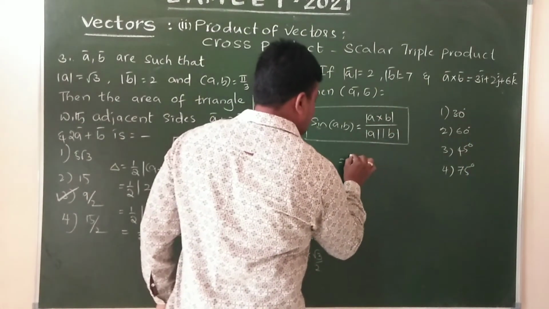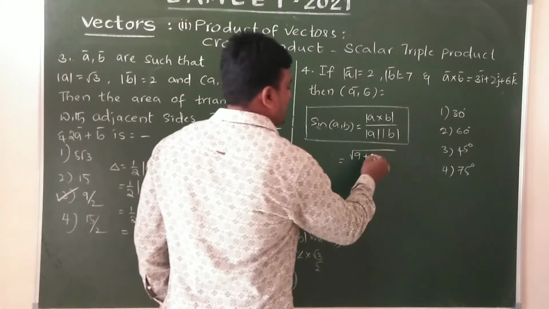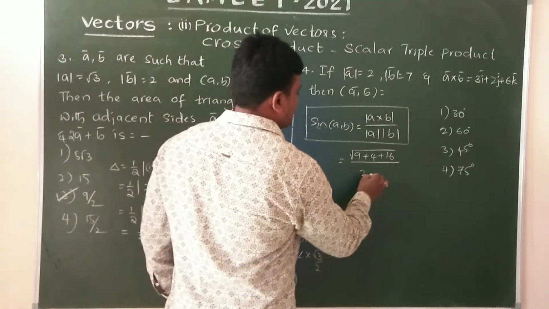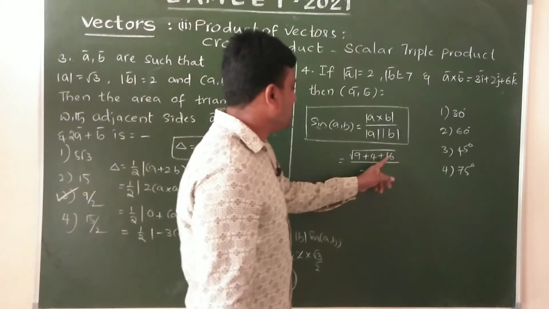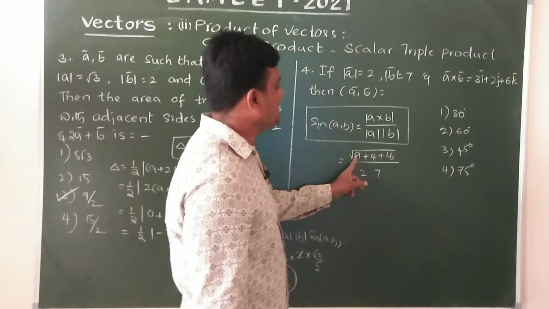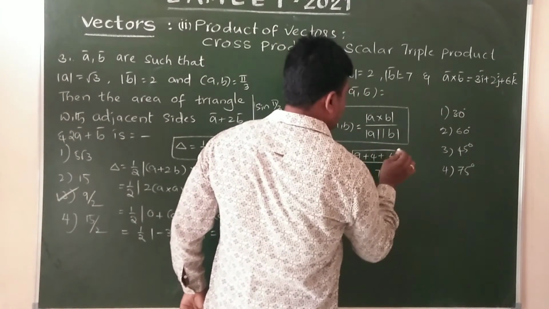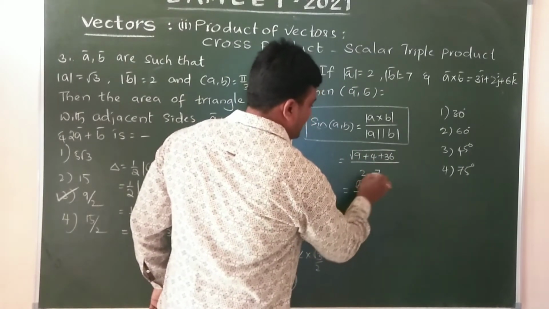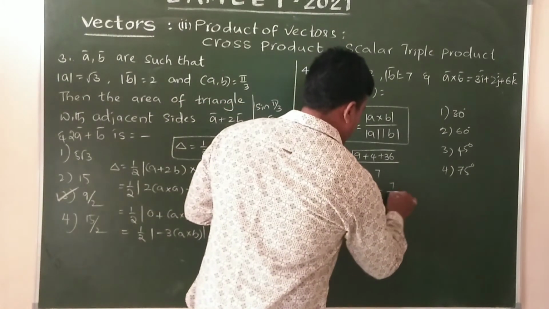Now this is nothing but under root 9 plus 4 plus 36, by mod A which is 2, mod B which is 7. Please check one second. 9 plus 4 plus 36 is 49, so under root 49 by 2 into 7, 14. So it is nothing but 7 by 14.